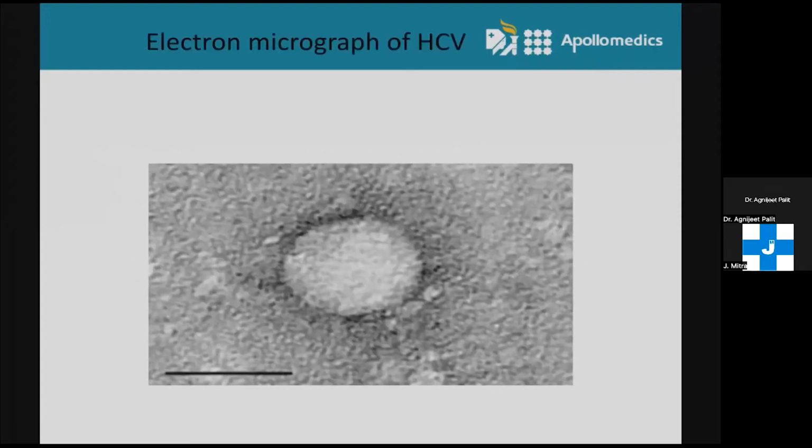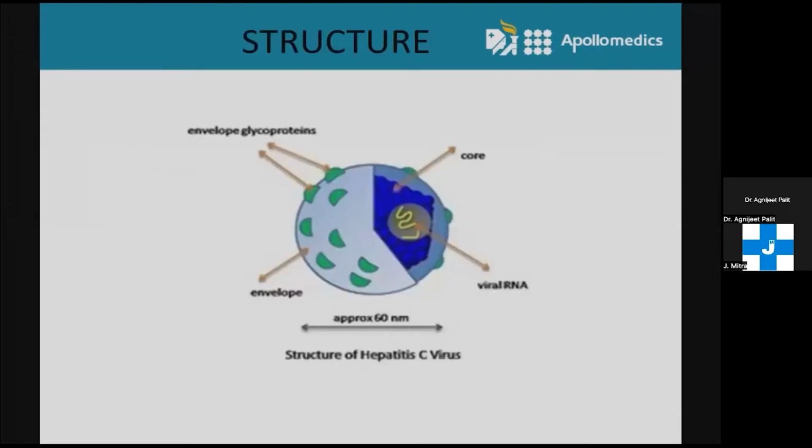This is just an electron micrographic picture of the hepatitis C virus. Coming to the structure, as I have said, there's a core which consists of the viral RNA. Then there's this icosahedral protein covering, that is the envelope, on which there are the envelope glycoproteins, that is E1 and E2.